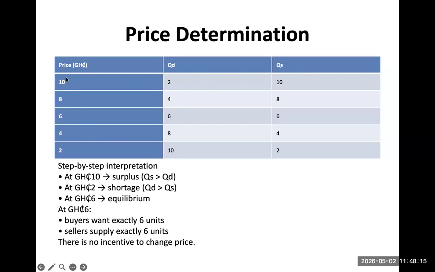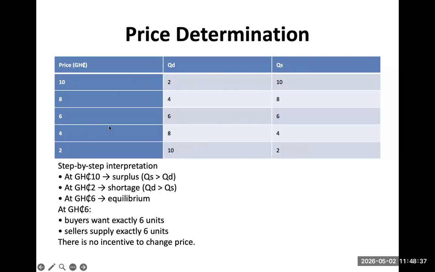So at price 10 Ghana cedis, you can see that quantity demanded is less than quantity supplied, because at the price of 10, the firm supplied 10 products, but the quantity demanded was 2. Therefore, there was a surplus. When the price fell to 2, the quantity demanded exceeded the quantity supplied. So there was what? Shortage.